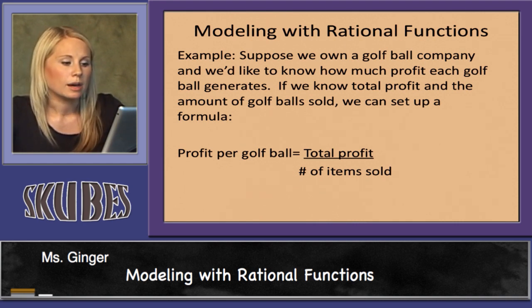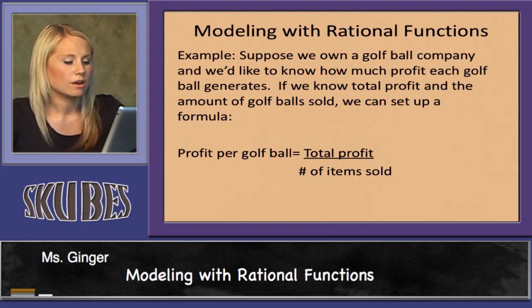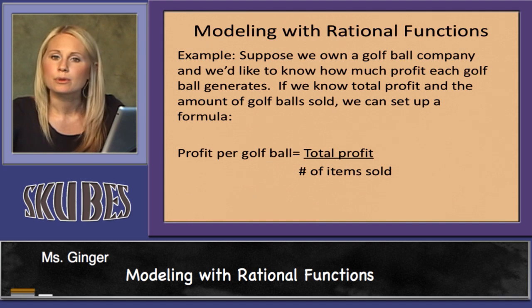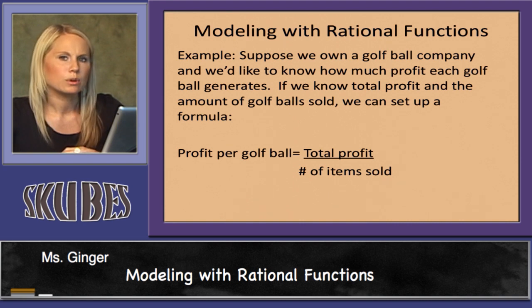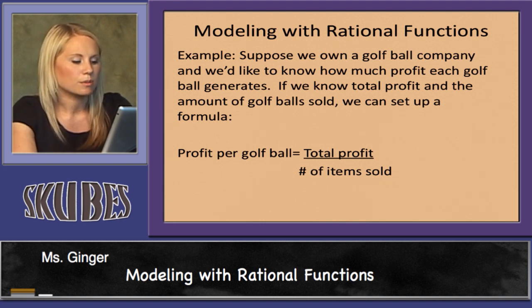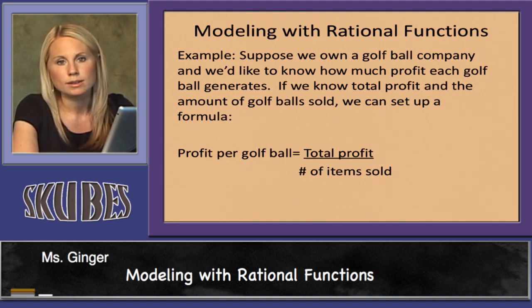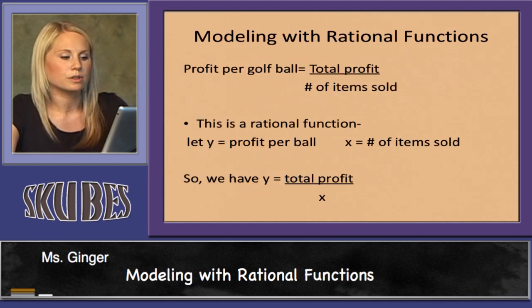So let's say that we have a golf ball company that is producing a certain amount of golf balls per month, and let's say that we know the total profit that we generated in a certain month. And we also know the number of items of balls that we sold. And so using that, we want to figure out exactly what our profit per golf ball was. So to do that, we would just simply put this into our formula. We know that our profit per golf ball, per each one, is going to be our total profit divided by the number that we sold. We know that. So that forms a fraction.